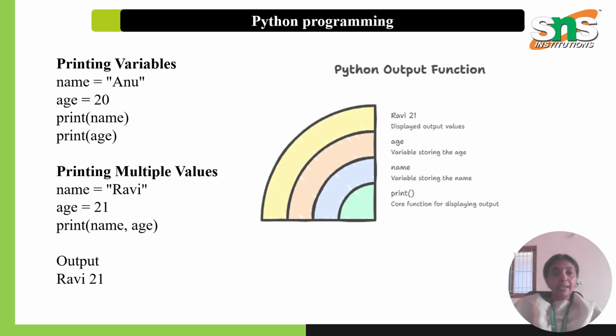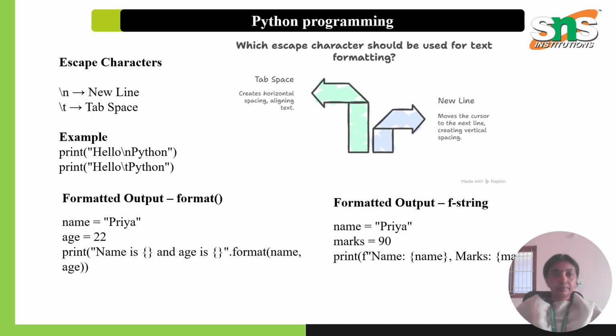Here the example name, age. We are printing name and age. The value, it will print the value. Here the escape characters, the new line and tab space. Here we need new line means we can use \n. We need space means we can use \t. This is called formatted output. The output should be in proper format. We can use all those things.